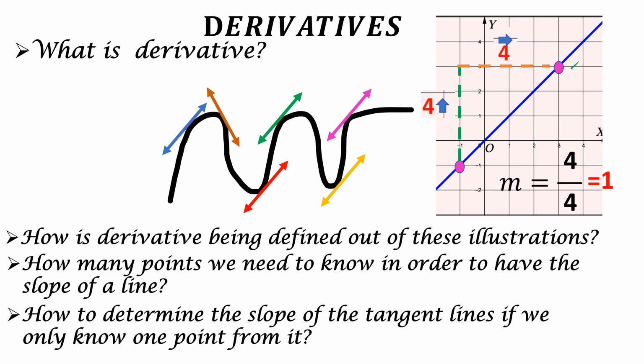How do we determine the slope of the tangent line if we only know 1 point from it? As you have seen, the line on the right has 2 points, and thus the slope is 4 over 4. We have the rise and the run, but the question is, how do we find 2 points out of a line that is touching the curve? Let us explore this.